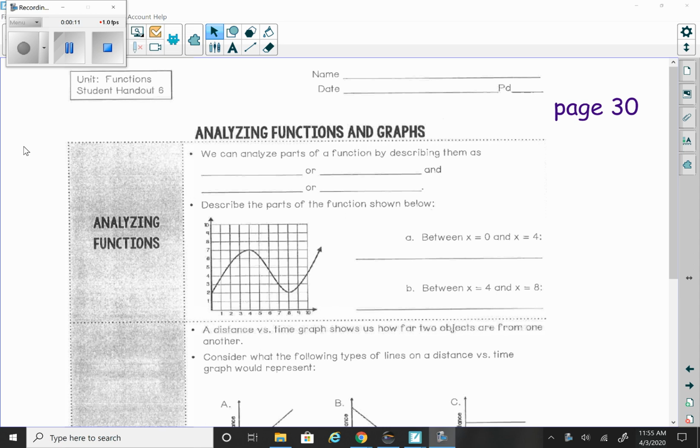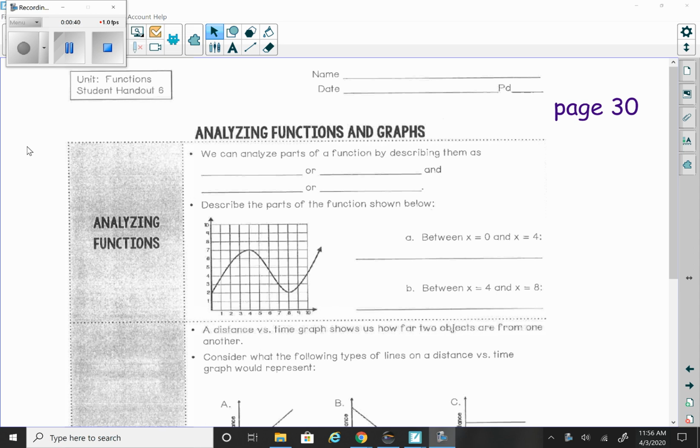Remember, anytime you're watching a video, you can pause it, rewind it, or even rewatch it. There is no need for a calculator today, and I am not going to have a bell ringer for today. So go ahead and open your packet up to page 30. Again, if you don't have your packet, it is in the Google Classroom. You can print it out, or you can just write this out on paper or scratch paper of your own. So again, we're on page 30 of the functions packet.